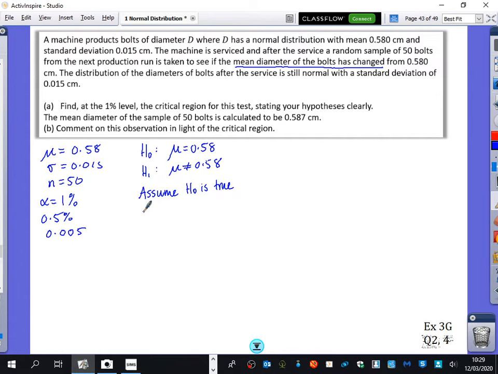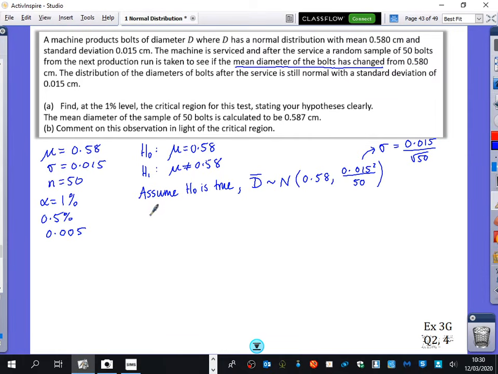And so now I know that the sample mean of the diameters, I'm going to use the letter D because they've used the letter D at the beginning of the question, the sample diameter means are going to be normally distributed with a mean of 0.58 and a variance of 0.015 squared over 50. So that means the standard deviation that we're going to use is 0.015 over root 50.